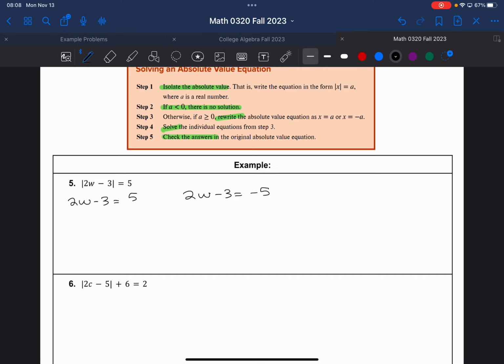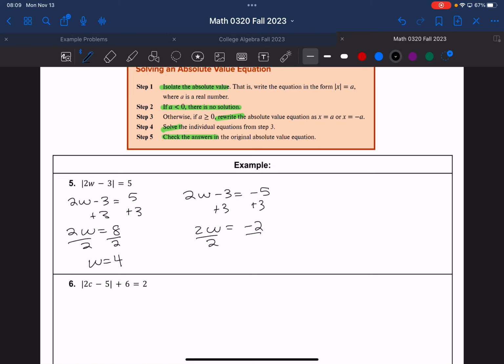So it's the same thing we were doing in the first 4 problems, but now instead of just having that one variable, we have to write everything inside of the absolute value bars. Okay. Now we just solve like normal. So on the first one, we're going to add the 3 over, and we get 2w is equal to 8. Divide by 2, and we get w is equal to 4. Now we're going to do the same thing to the other side. I'm going to add 3, and I get 2w is equal to negative 2.